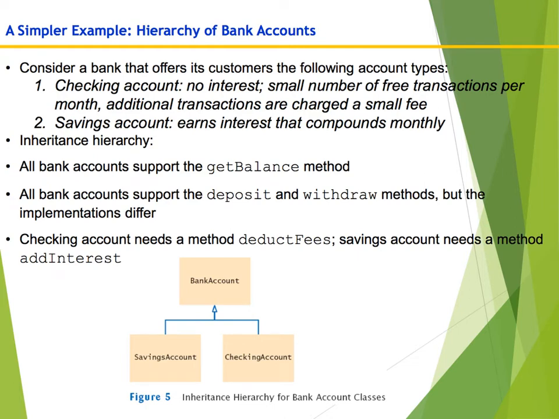So, in the example of bank accounts, consider that a bank can offer the following two types of accounts. One is a checking account, and the other is a savings account. The checking account has no interest, and you can do a small number of free transactions per month, but additional transactions are charged a small fee. For a savings account, we need to have some mechanism to earn interest that compounds monthly.